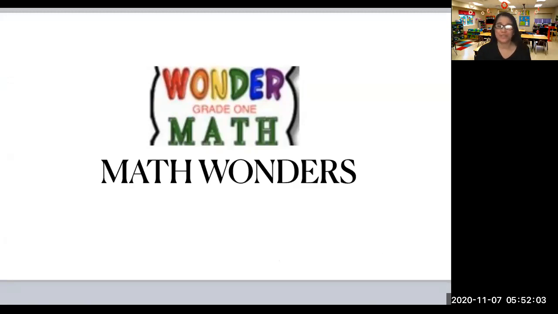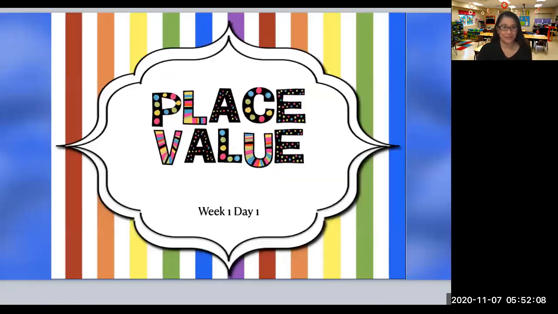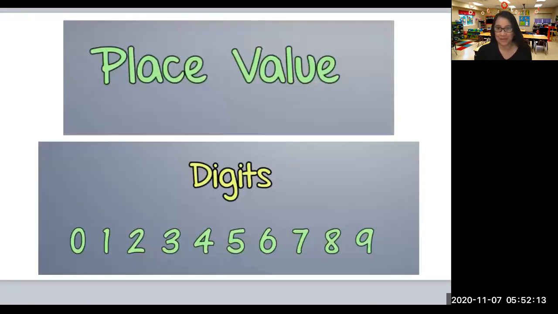Good. So today we are going to talk about place value. What is place value? Well, in mathematics, there are 9 digits that we use, which are the following: 0, 1, 2, 3, 4, 5, 6, 7, 8, and 9. These are the 9 digits in math that we use. When we combine them, we get new numbers.